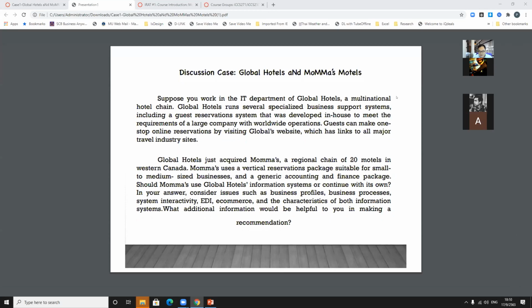So to summarize the case, it's basically that one big company is buying small businesses, and that small business has its own built-in system already. The question is whether to change and incorporate with a bigger system or just keep using its in-house small system. The big company is Global Hotels, and the smaller one that was bought is Mama's regional chain. So what is your team's recommendation?